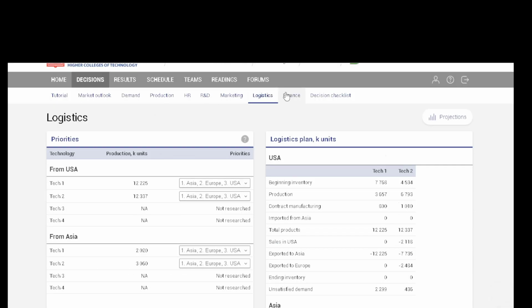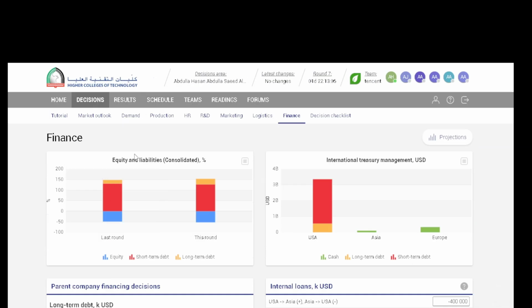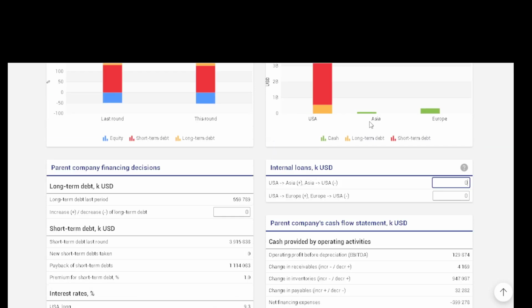Next, the last one is finance. And under finance, here we have this graph. The first one is the equity and liabilities, and the second one is the internal treasury management. So here we have whereby we can take a long-term debt maybe to finance our business, and here we have whereby we can maybe take some cash from Asia or Europe, transfer it to USA. So that's all about our decisions.